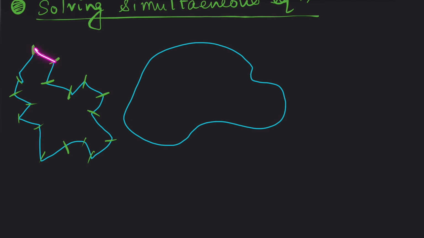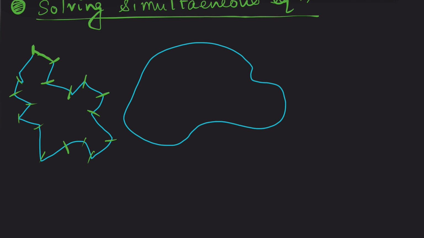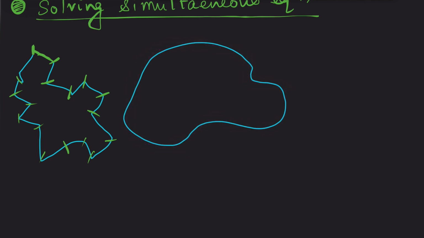So maybe for this I have emissivity epsilon 1, alpha 1 as absorptivity, rho 1 as reflectivity, tau 1 as transmissivity, and for this surface maybe I have emissivity epsilon 3, absorptivity alpha 3, transmissivity tau 3, and reflectivity rho 3. Clear? But for this surface I cannot say that I have separate surfaces like that. So this is a continuous surface.